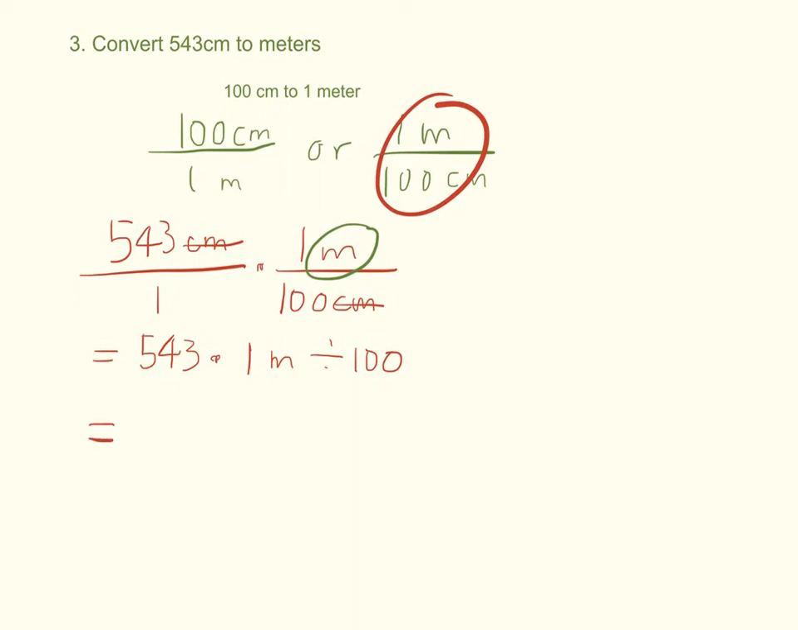Okay, so 543 times 1 meter. So that is 543 meters divided by 100. You can use long division or just do it in your head. Doesn't matter, this one is easy to do. So it is 5.43 meters. And that is your answer.